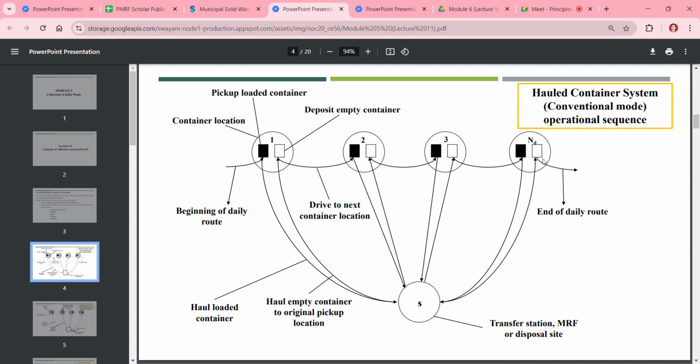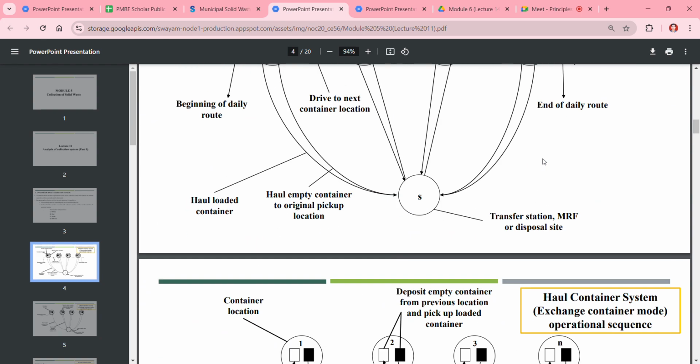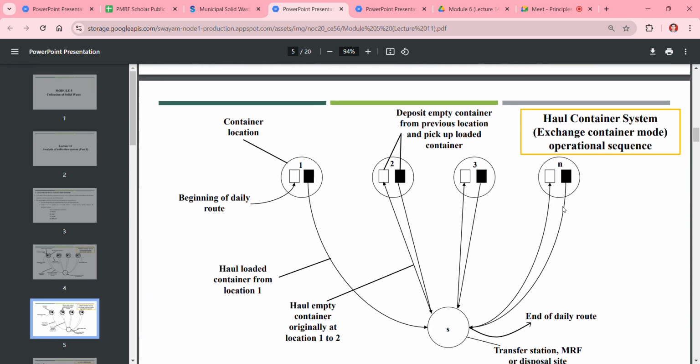After 4 or 5 pickups, one truck has to do at least 4 to 5 pickups per day to provide the economy to the process. Otherwise the process will not be economical if our truck is not doing 4 or 5 pickups in one day. Then coming to the second type, we had talked about conventional mode, and the second one is exchange container mode.